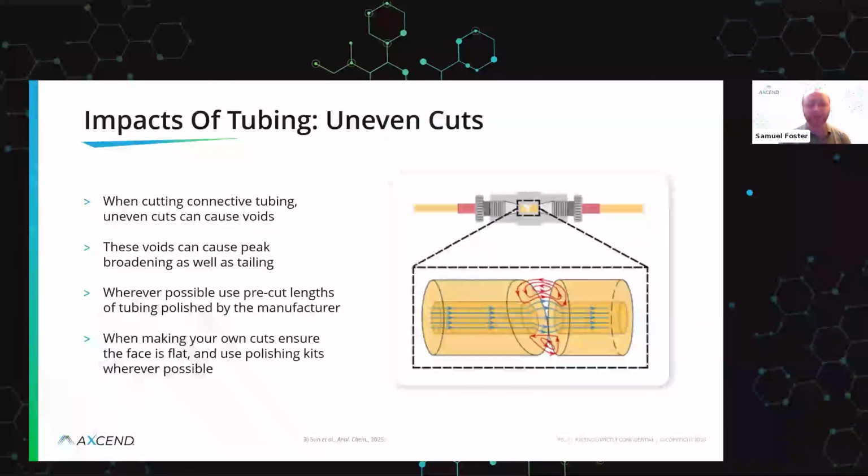If you do have to custom cut your own lengths of tubing, there are polishing kits that can be used to smooth down that face and get it to a nice, perfect flat fit, because tiny little differences, if it has an angle of 1 degree away from being flat, can result in considerable peak tailing. And so it's very important when you're making these connections to ensure that you're doing absolutely everything necessary to cut out that dwell volume.